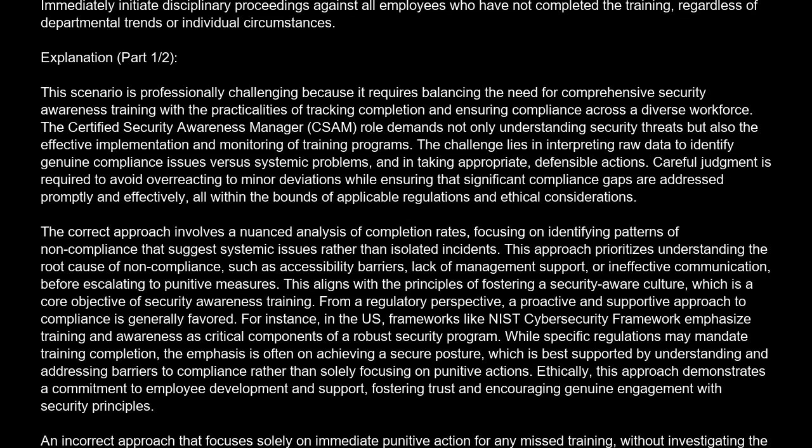The correct answer is C. Immediately initiate disciplinary proceedings against all employees who have not completed the training, regardless of departmental trends or individual circumstances.